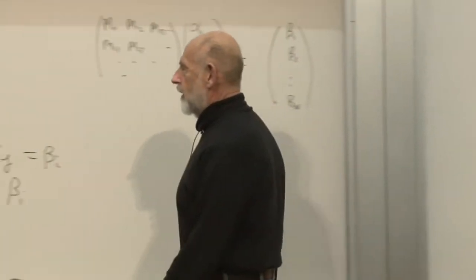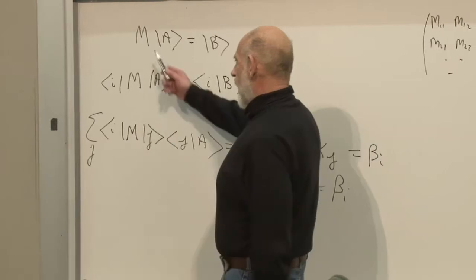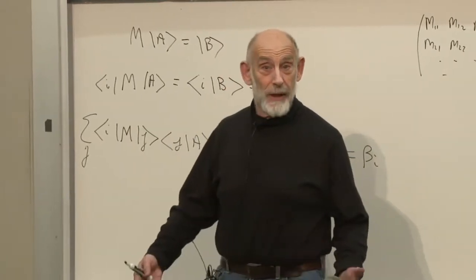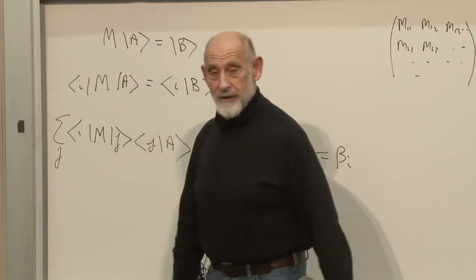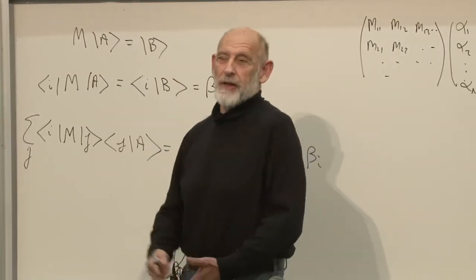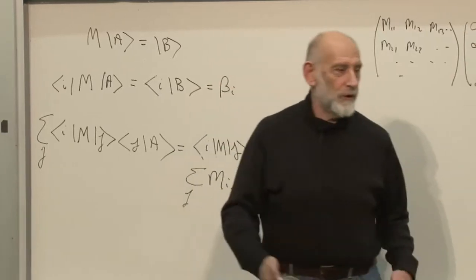All right. Well, the simplest kind of linear operator is just multiplication by a complex number. I just multiply A by a complex number and get another vector. It's basically the same vector, but twice as long or something.